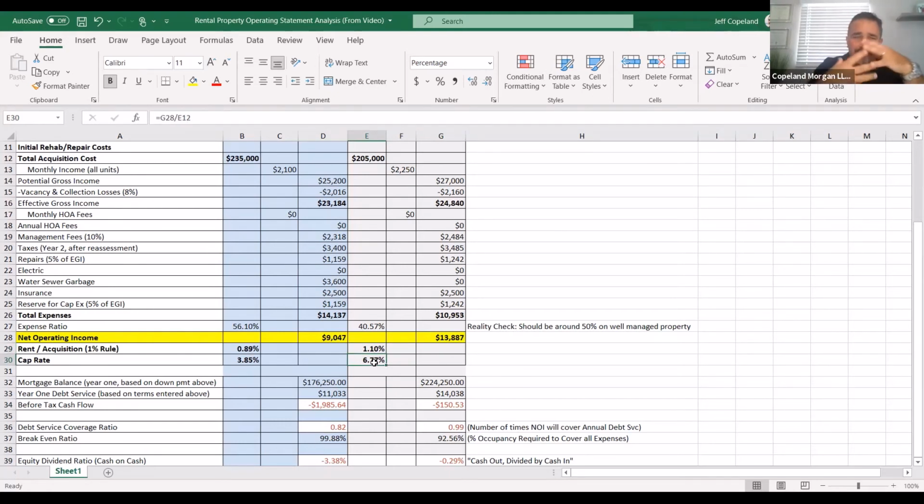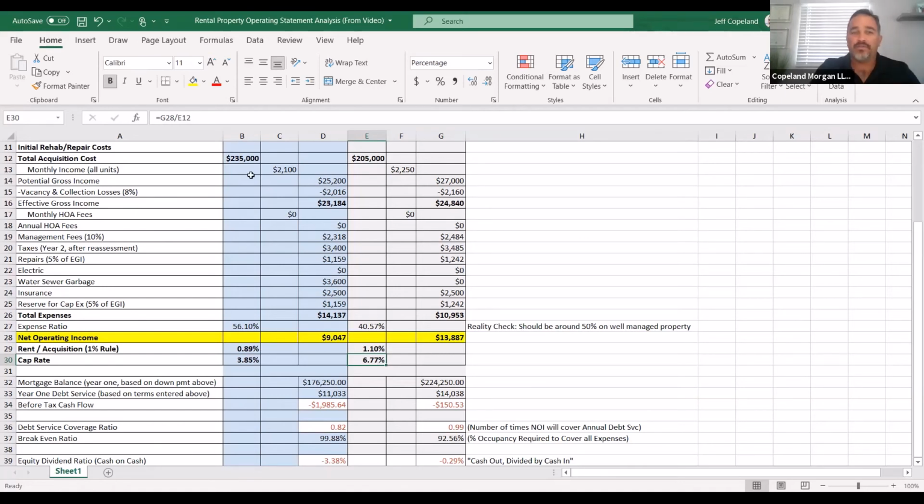So hopefully just that little quick example showed you the power of having a tool like this that you understand and you can edit and plug in and change on the fly. Because it lets you really, really quickly figure out what makes sense for this property. What if we got it for less? What if I rented it for more? What if I got rid of that utility expense? And how does that change the outlook of the property?